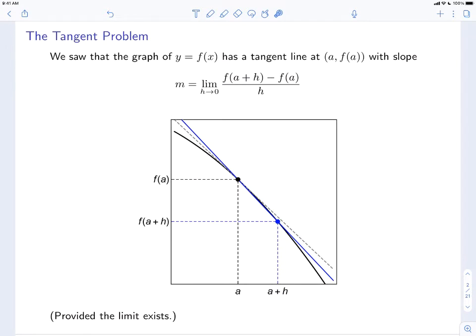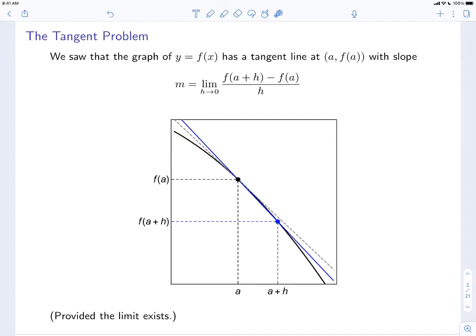When we talked about the tangent problem, we saw that the graph of y equals f(x) has a tangent line at a point (a, f(a)) having slope m given by a limit. The limit as h approaches 0 of f(a + h) minus f(a) divided by h, provided this limit exists.